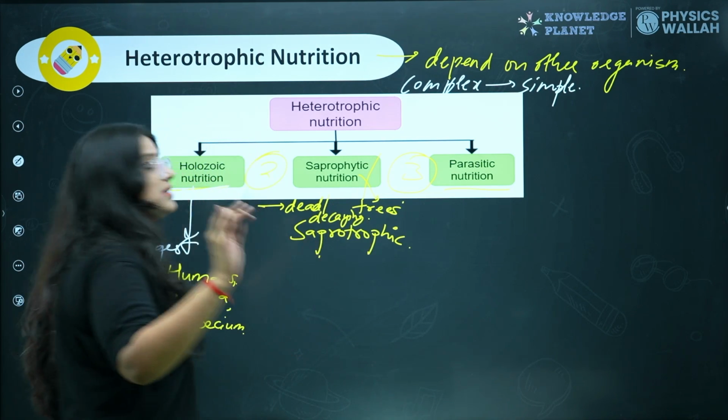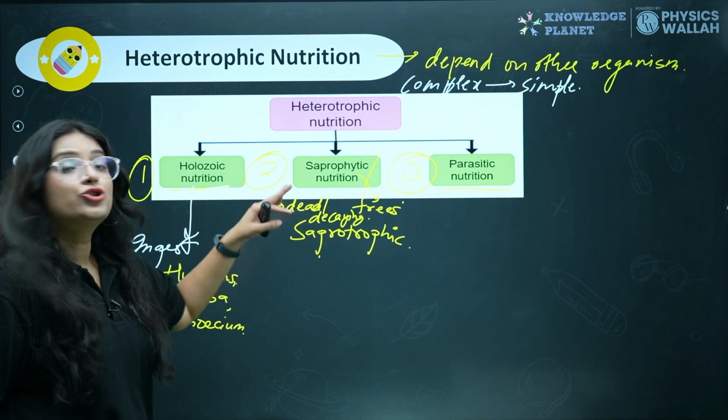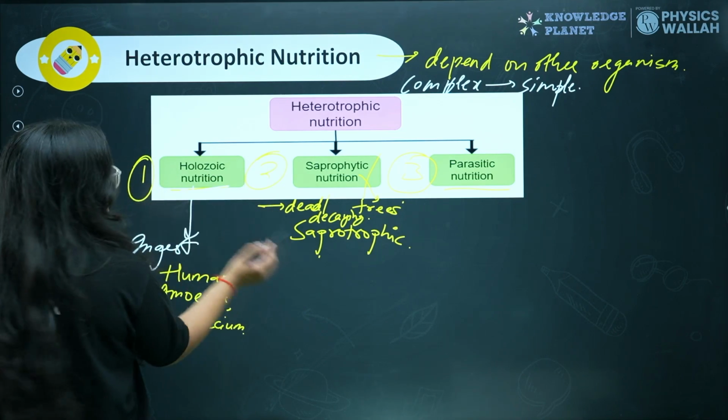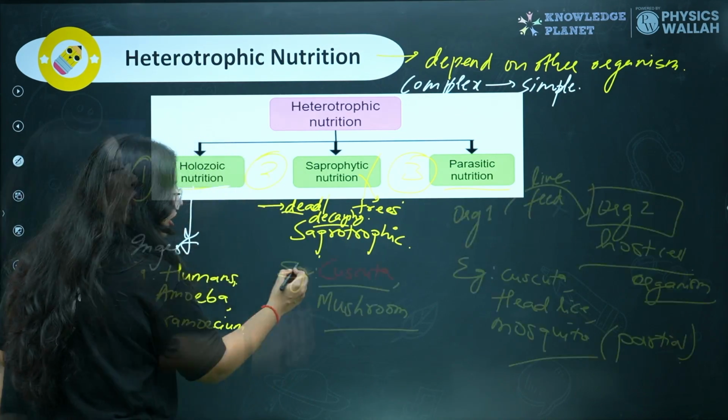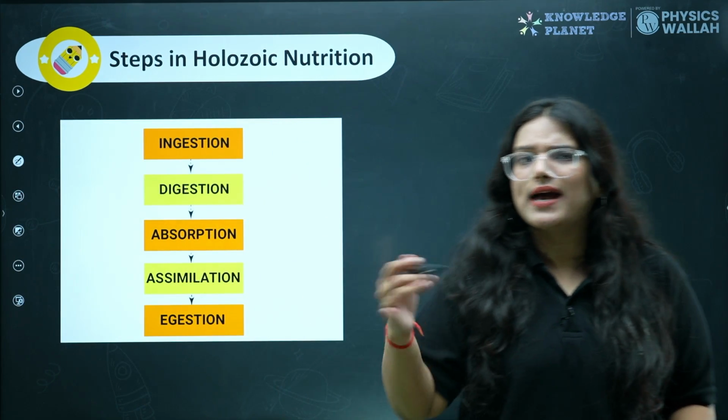Those organisms are known as saprophytes if we are talking about plants, and saprotrophs if we are talking about animals. So they get their nutrition from dead and decaying matter. Moving forward to talk about the different steps of holozoic mode of nutrition.